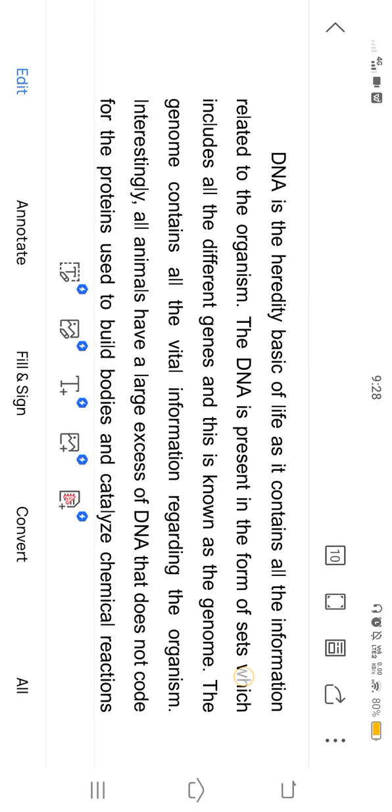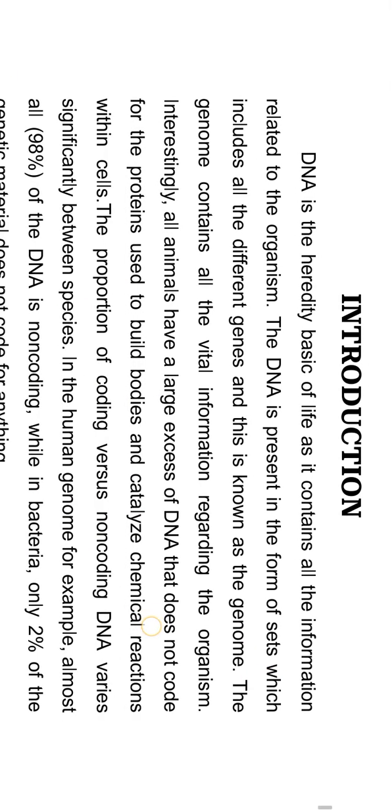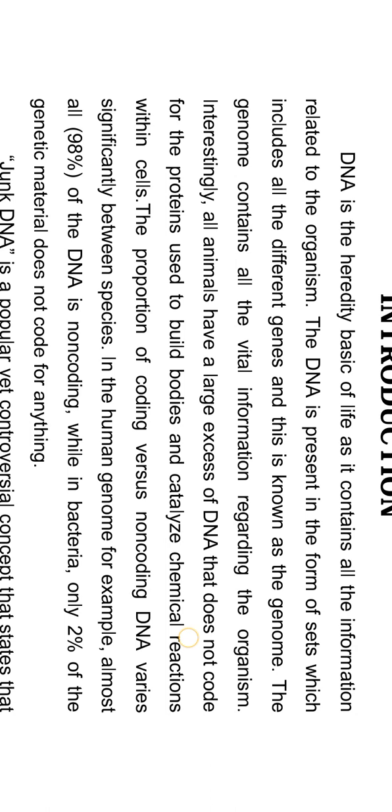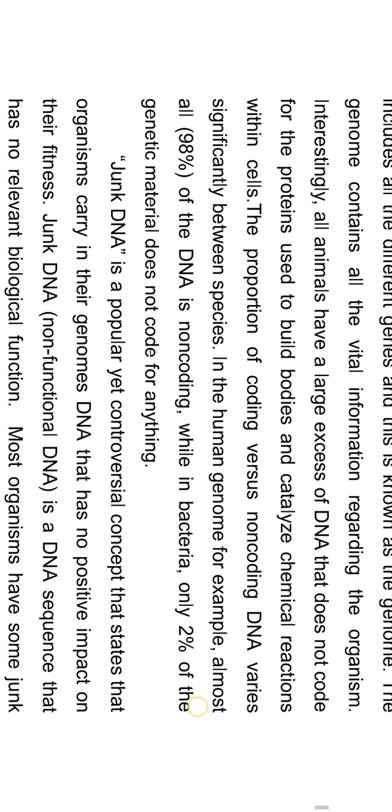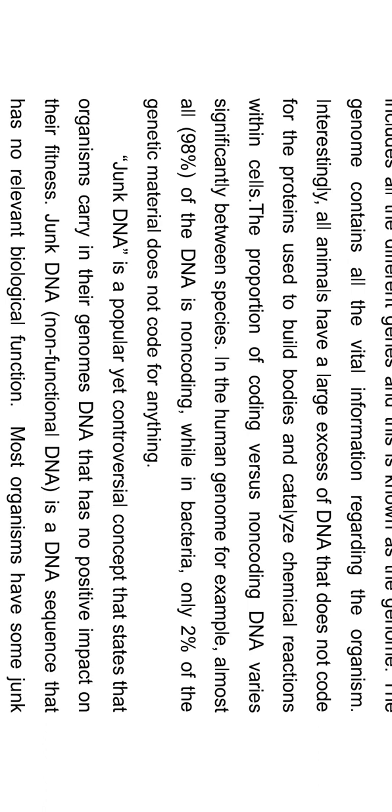Now let's learn some other topics like junk DNA, satellite DNA, like that. So DNA is the hereditary basic unit of life as it contains all the information related to the organism. The DNA is present in the form of sets which include all the different genes and it is known as the genome. The genome contains all the vital information regarding the organism. Interestingly, all animals have a large excess of DNA that does not code for the proteins used to build bodies and catalyze chemical reactions within cells.